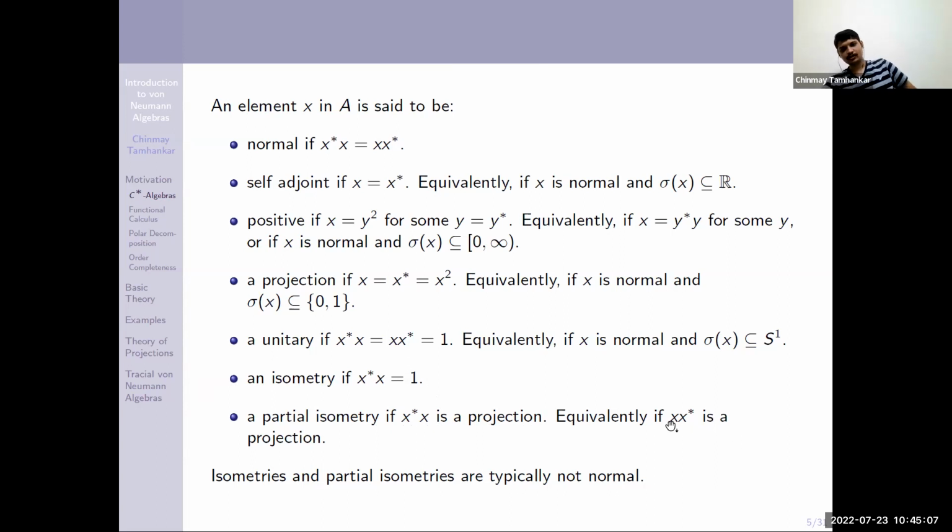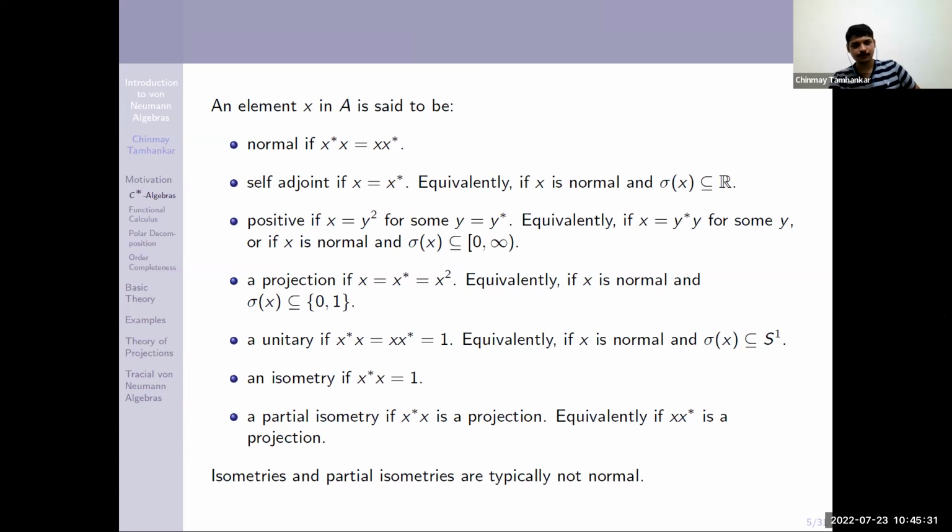With that out of the way, one final remark is that up to unitary, everything which we have defined is automatically normal, but in general, an isometry or a partial isometry is not normal. Any questions so far? Okay, so let's move on.